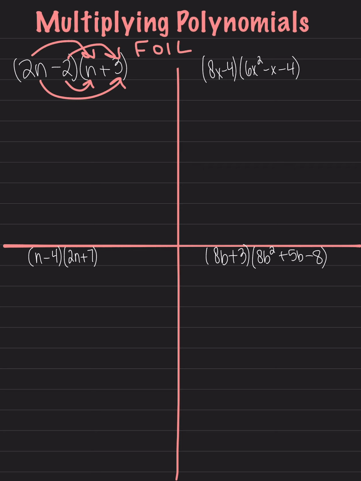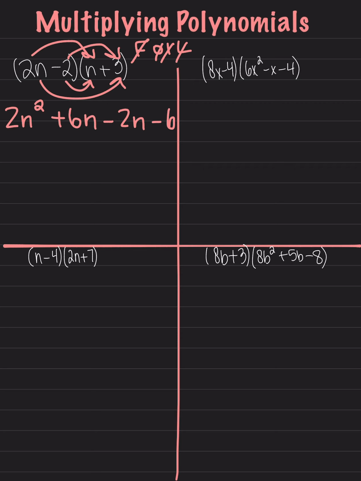So, I can multiply 2n times n, which gives me 2n squared. That takes care of my first. Outer is 2n times positive 3, which is positive 6n. Next I have my inner, which is negative 2 times n, which is negative 2n. And lastly we have our last, which is negative 2 times positive 3, which is negative 6.